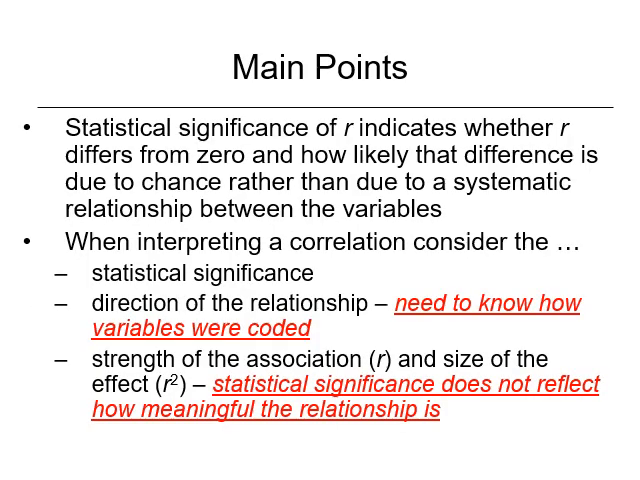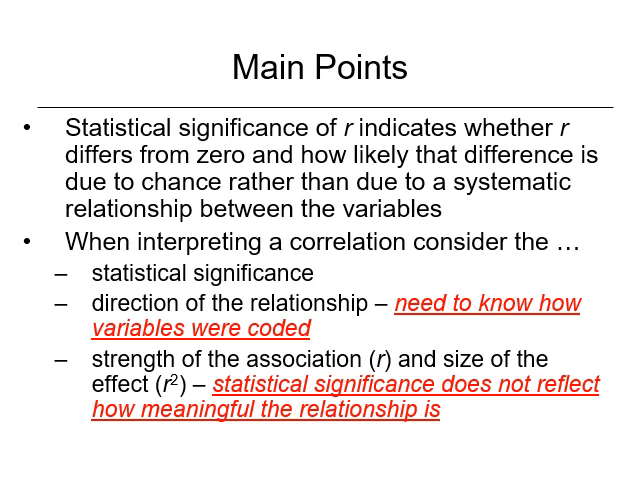So the main points. Statistical significance of R indicates whether R differs from 0 and how likely that difference is due to chance rather than due to a systematic relationship between the variables. When interpreting a correlation, we need to first consider, is it significant? If it is significant, we need to look at the direction of the relationship, and we do need to know how the variables were coded. We also need to look at the strength of the association and the size of the effect. Statistical significance does not reflect how meaningful the relationship is, simply that it did not occur due to chance.